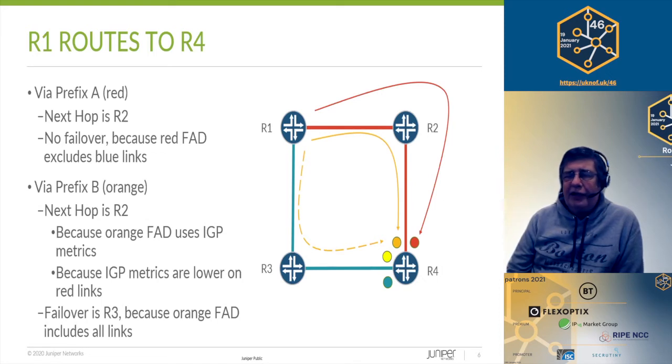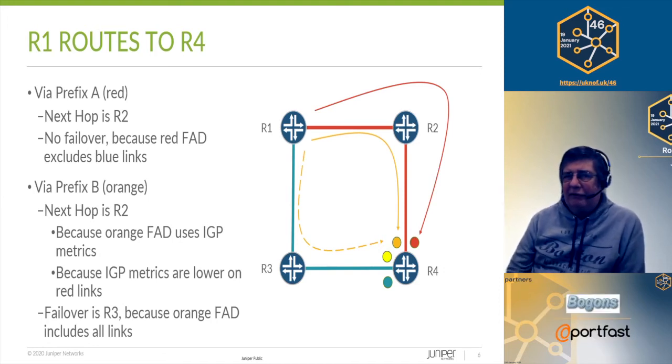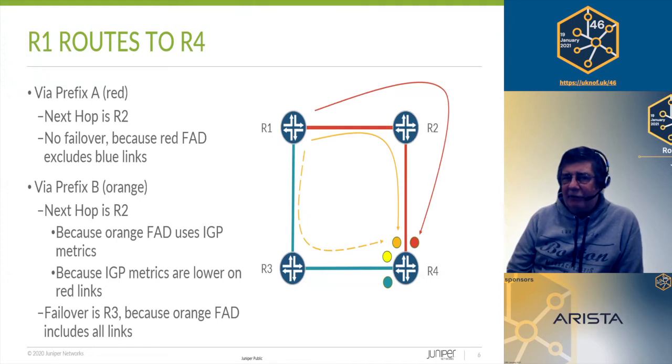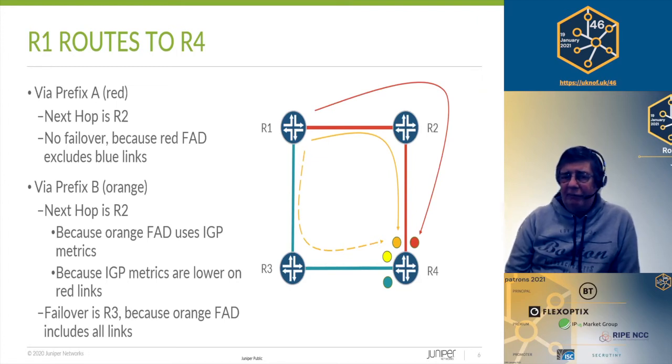If it's going to the red loopback address, its next hop is R2, and it has no failover because the red FAD excludes blue links. If it's going to prefix B, which is in the orange FAD, its next hop is R2 still, because the orange FAD uses IGP metrics, and because the metrics are lower on red links. And there is a failover through R3 because the orange FAD includes all links.